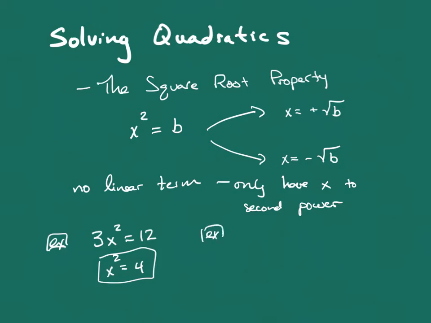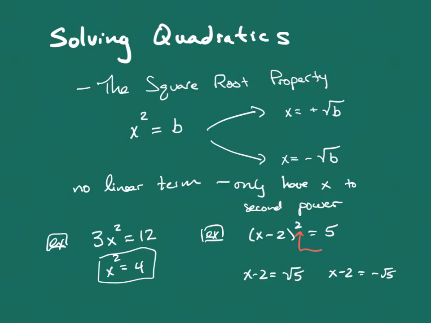Another example is if I see something like x minus 2 squared is equal to 5. Again, I have only a quantity that's to the second power, and I don't have anything else. Then I can take the square root of both sides, so that I would have x minus 2 is equal to the positive square root of 5, and x minus 2 equal to negative the square root of 5.